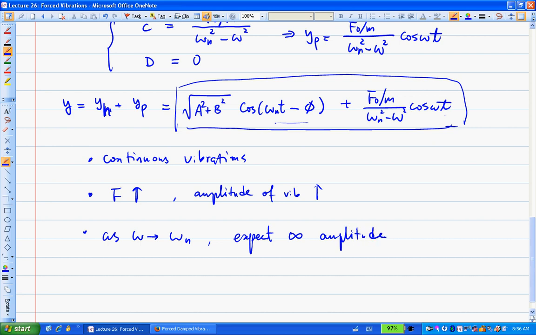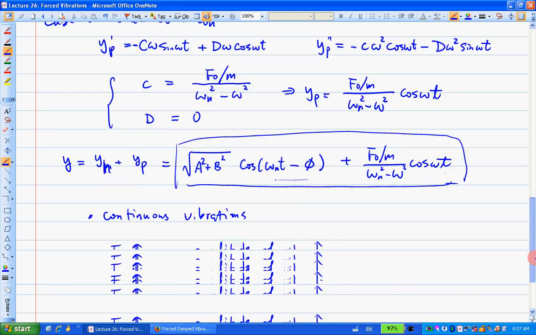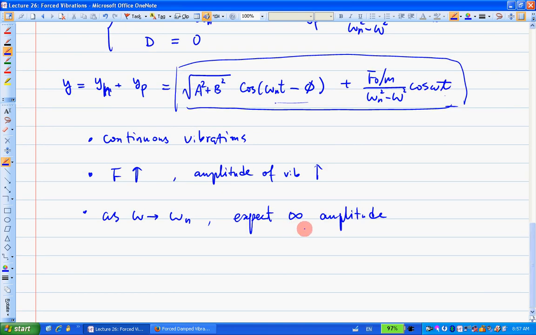So basically, as omega, now at here, you've got to be careful. This case here is the solution when omega is not the same as omega n. So this is not the solution when omega is the same. So all I want is to let omega approach this omega n. So I would expect an infinite amplitude here, as t goes to infinite. So now the natural question is the second case. How about when omega equal to omega n?